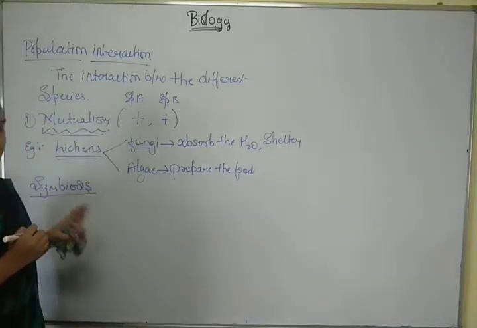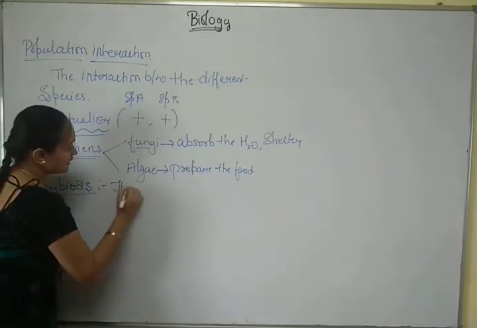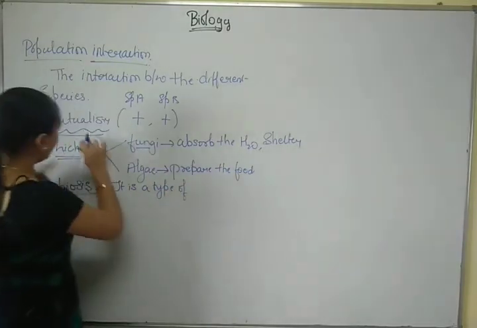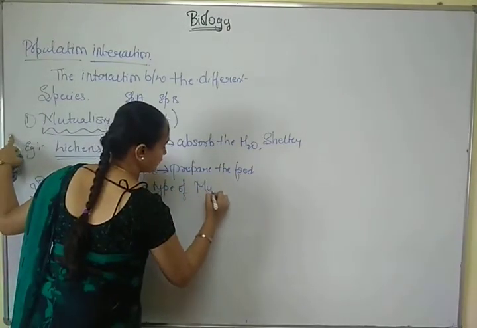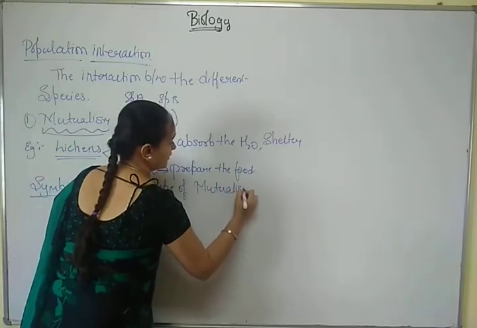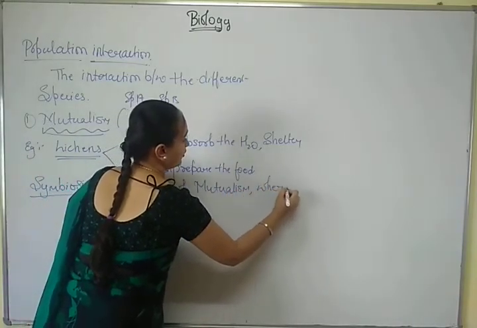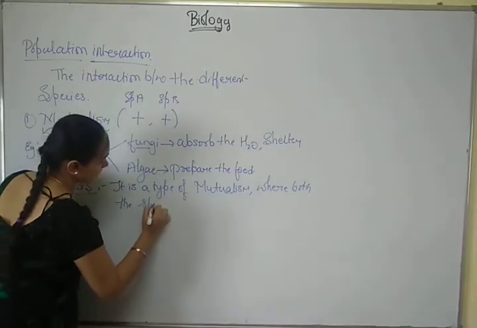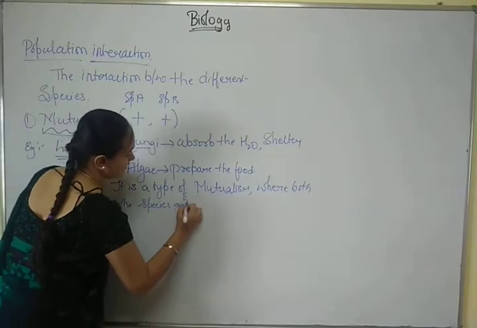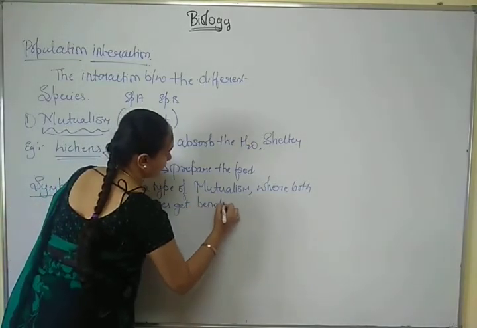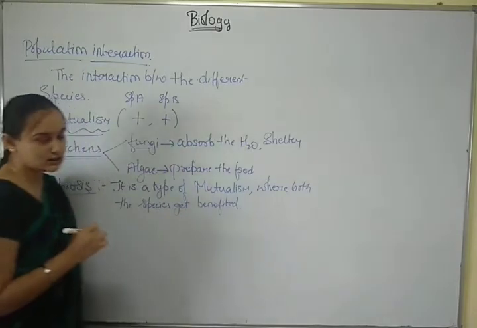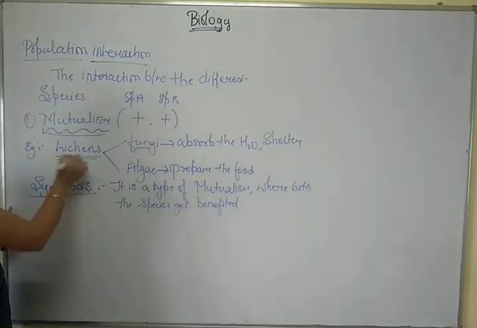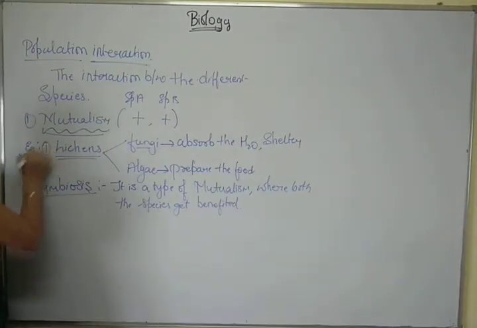So symbiosis means a type of mutualism where both the species get benefited from each other. Okay, so that is called symbiosis. Now this was example 1, of a lichen.